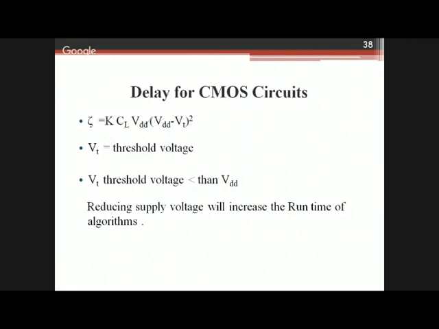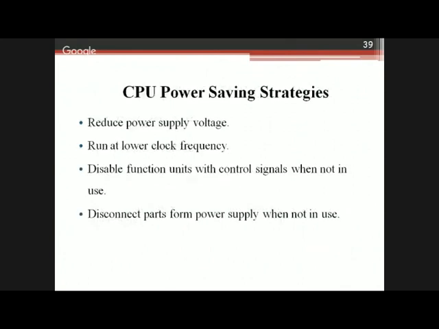So it's a trade-off between the power consumption, the speed, and the delay time. If you're reducing the power, it is going to increase the delay, the runtime of the algorithms. So what are the power saving strategies which we have to follow? One is to reduce the power supply voltage, which we are discussing again and again. Run at lower clock frequencies. Disable function units with control signals when not in use.